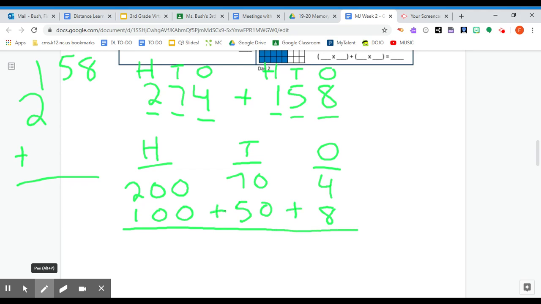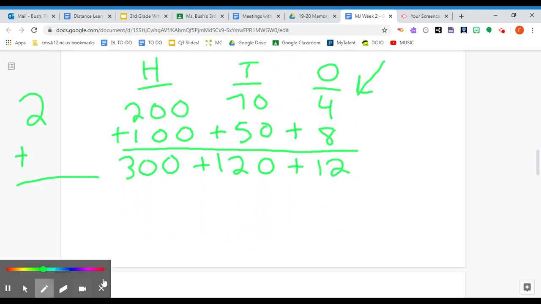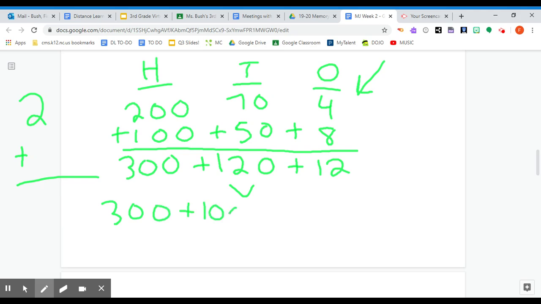So now I'm going to add all of these together. I always start at my ones place, so I know 4 plus 8 is 12. And then I know that I have 70 plus 50, which is 120. And then I have 200 plus 100, which equals 300. Now, if you want to, you can go ahead and break these down. So I know I have 300, I have 100, and I have 2 tens left, so I can break that down. And same with this one, I can break this down into a 10 and a 2. Or you could just keep adding across, so you will get the same answer.